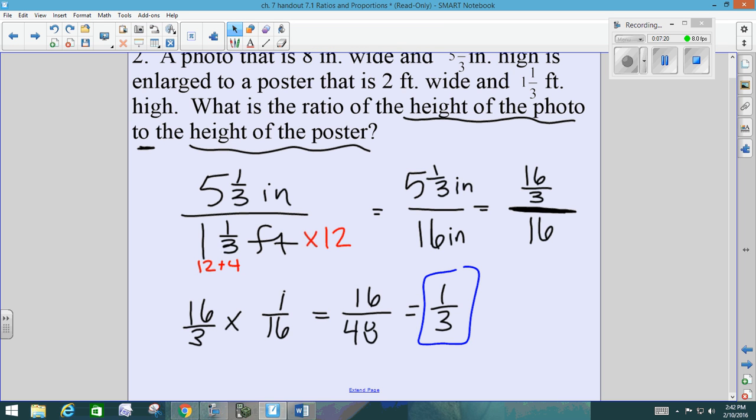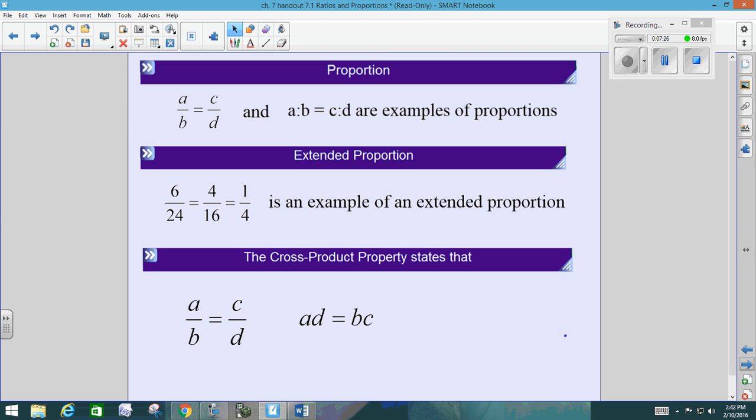All right. So a ratio, comparison of two quantities. If you have two ratios and you set them equal to each other, it's called a proportion. So we're right there next to the middle hole punch on your paper. Proportion. Two ratios set equal.